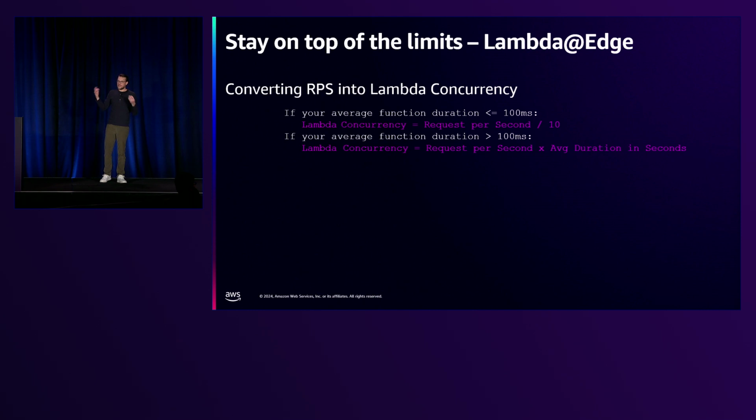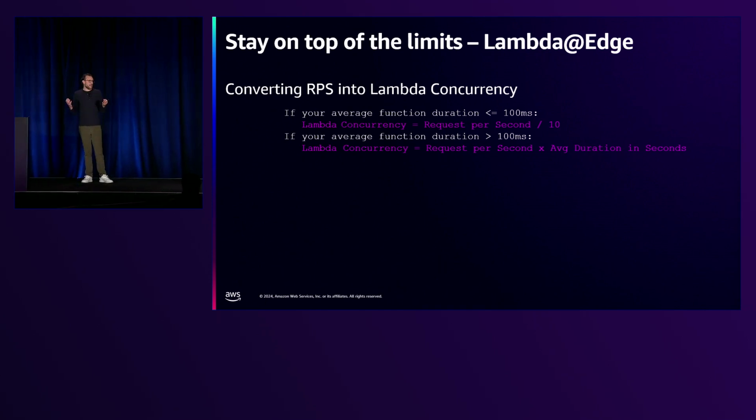If your function runs under 100 milliseconds, on average, you just take your requests per second, divide it by 10, and that's going to be the amount of concurrency you're going to need. And that's going to keep you under the concurrency limit and keep you underneath the transactions per second limit on Lambda. If your function is over 100 milliseconds, you're never going to hit the transactions per second limit. You can just take your requests per second, convert your duration into seconds, multiply those together, and that's going to be the concurrency you need.